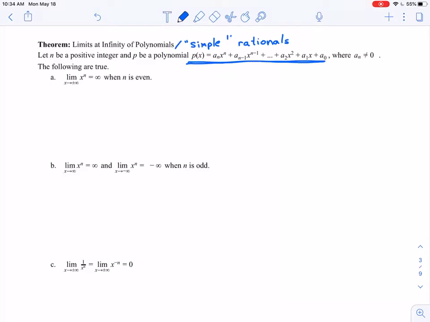So it says the following are true here. The first one, part A, says the limit as x approaches positive or negative infinity of x to the nth is always positive infinity when n is even. And these we can, I think, show pretty easily. So if I have the limit as x approaches positive infinity of x to the nth power, now I'm going to take infinity and, quote-unquote, plug it in and do a little bit of math here.